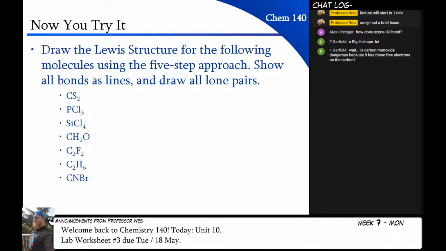You're going to notice that some of the molecules will look similar to each other, like CS2 looks a lot like CO2. Why might that be? Has nothing to do with the atoms themselves, but everything to do with where on the periodic table they are. Okay, so draw these Lewis structures. I'll give you 5 or 6 minutes or so to do as many as you can, then we'll go over the answers together. And then we'll move on to Unit 11.